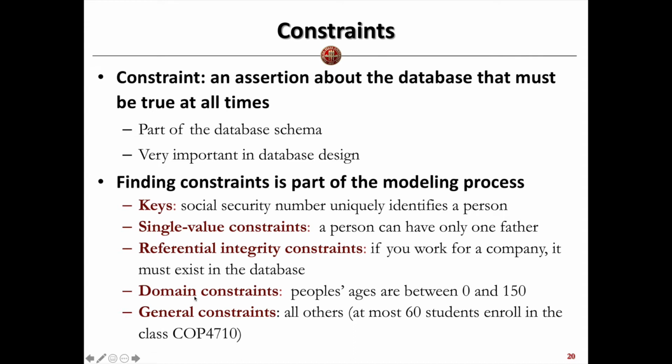Also, we have some domain constraint. A person's age should be between 0 and 150. We cannot have a person's age which is -10, something like this, right? We can also have some other constraints. For example, we can set a limit for the enrolled number of students in a course, like 60 students.